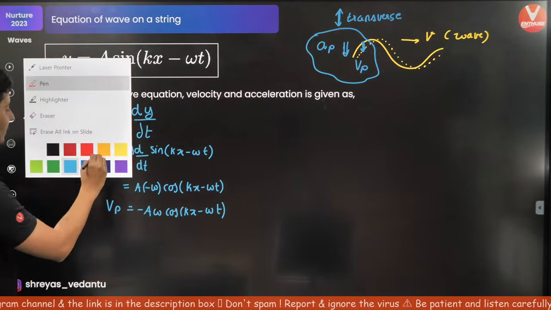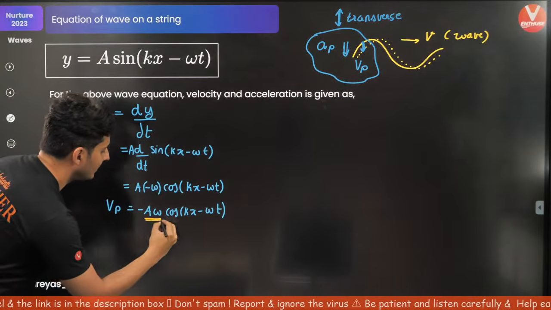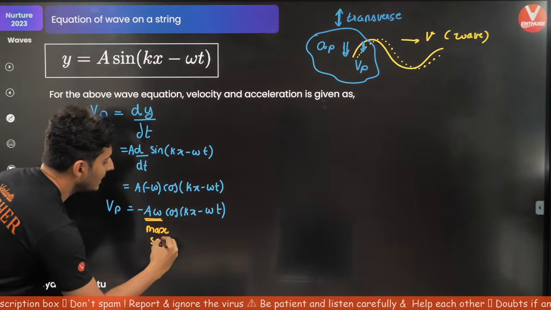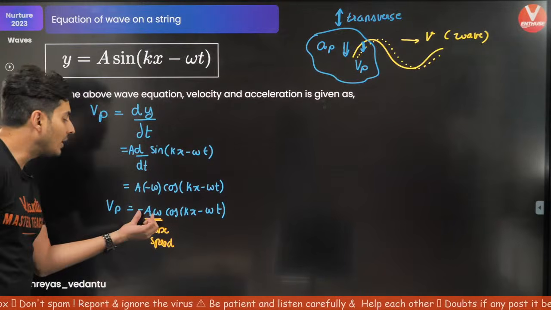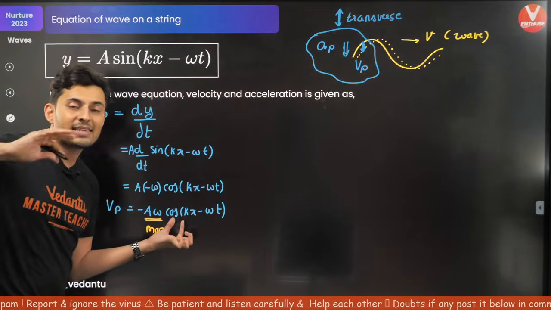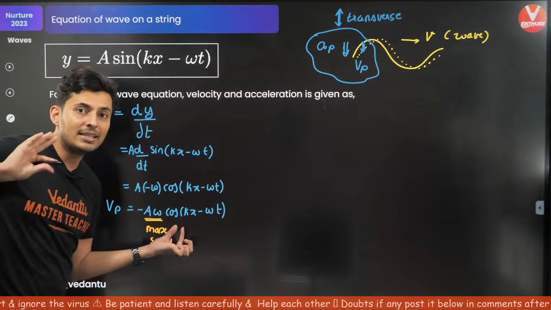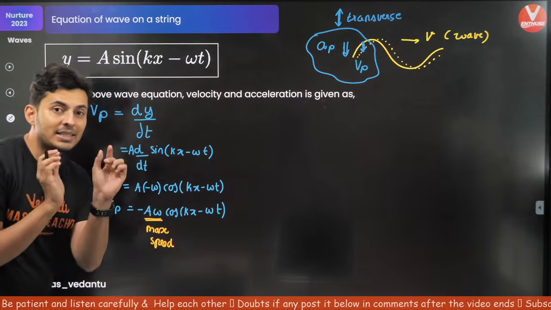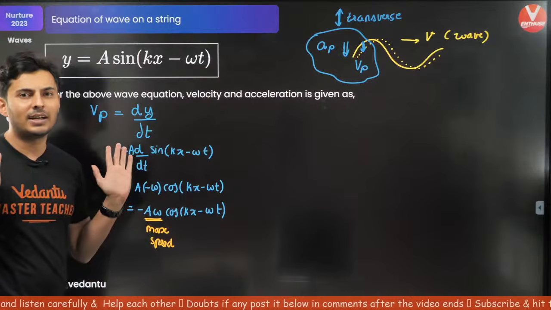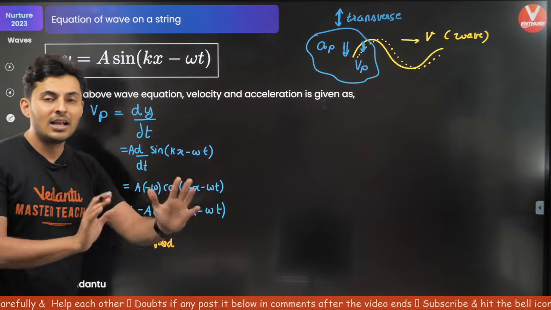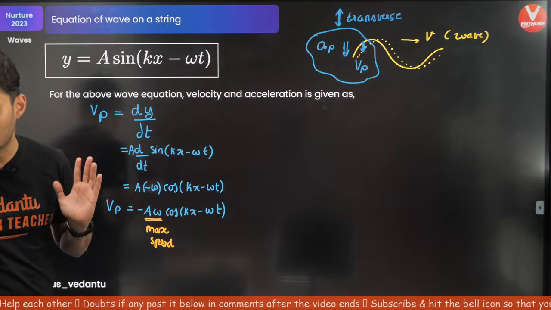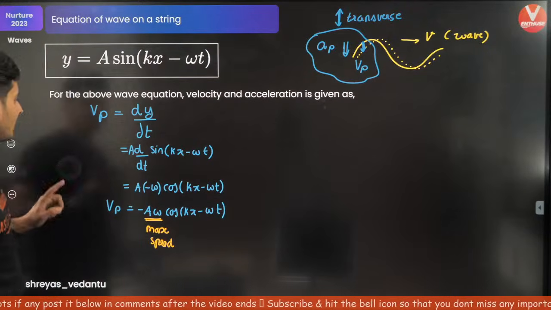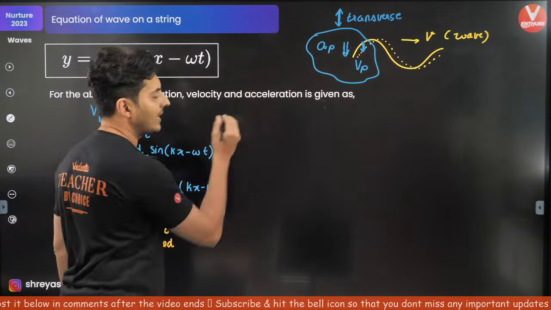And if you think carefully, you will realize that this number over here is the max speed of that particle, a omega, because cos has a max value of 1, least value of minus 1. So magnitude wise, a omega is the maximum speed of the particle, just like you had it in simple harmonic motion. Similarly, if you differentiate this, you will get the acceleration.